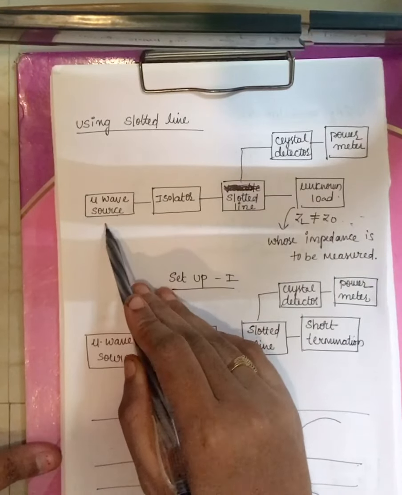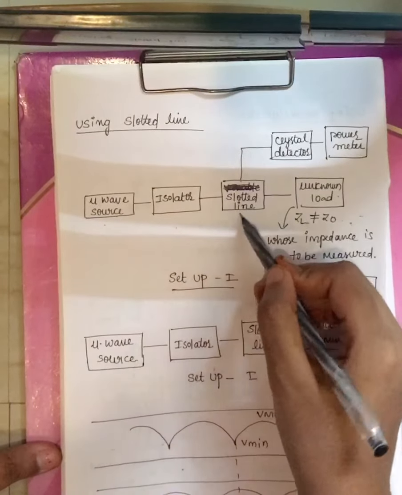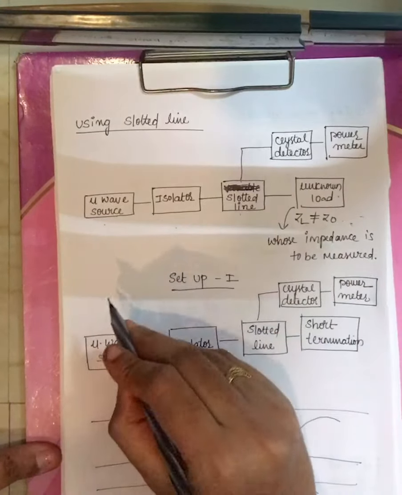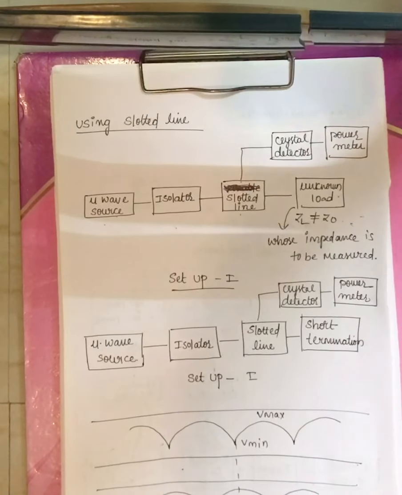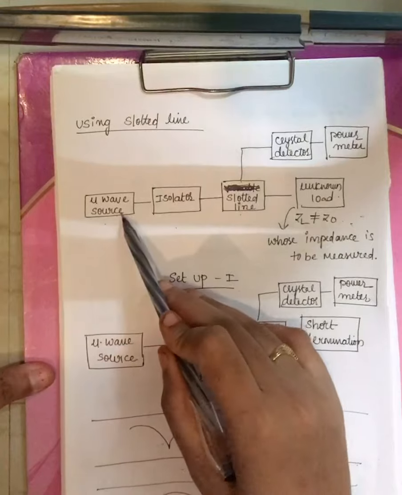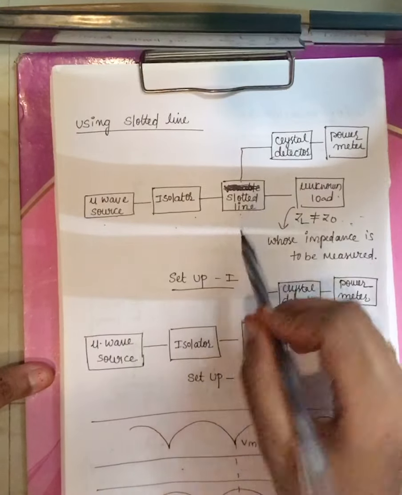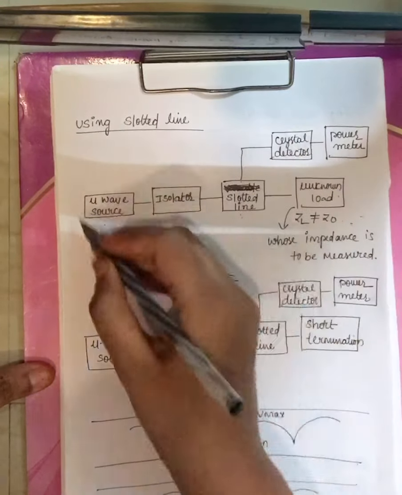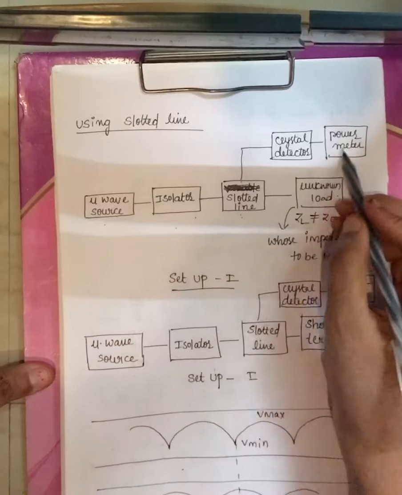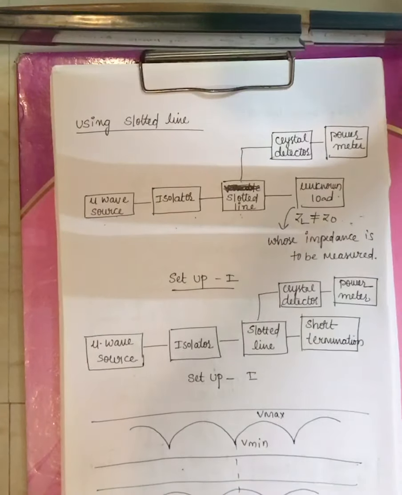You will have a microwave source, which generates a signal, followed by an isolator, and that is connected to the slotted line. You will have a frequency meter and variable precision meter. Those are used in some particular measurements and not in others. The slotted line is connected to a crystal detector. All these are under your microwave test bench. An extra item is your power meter, through which you want to measure power.